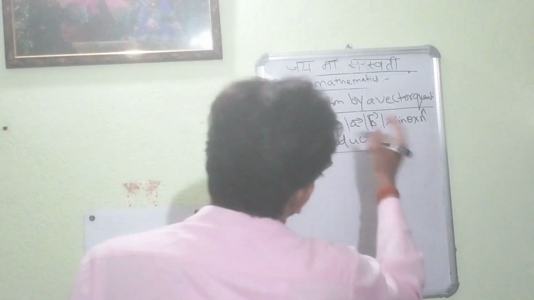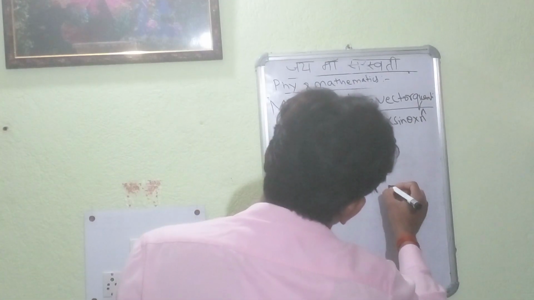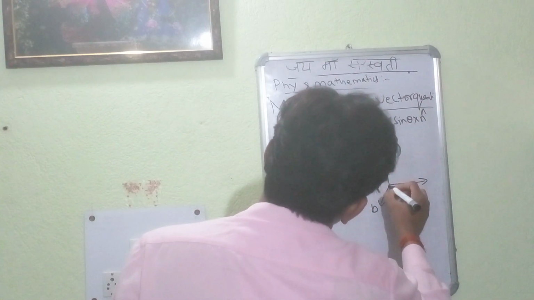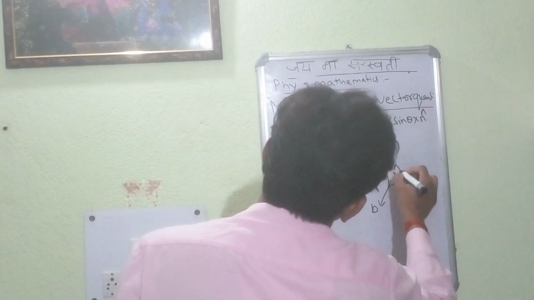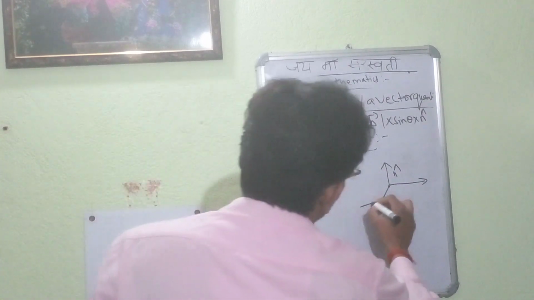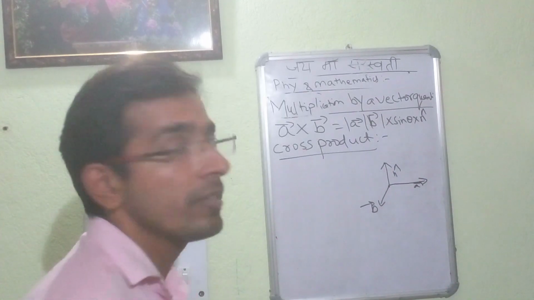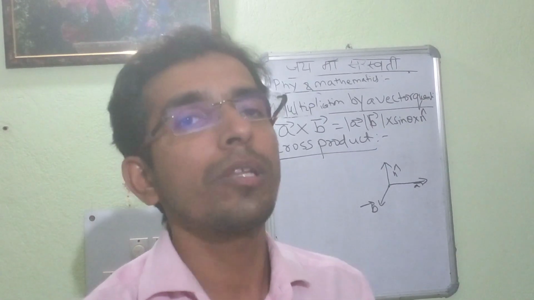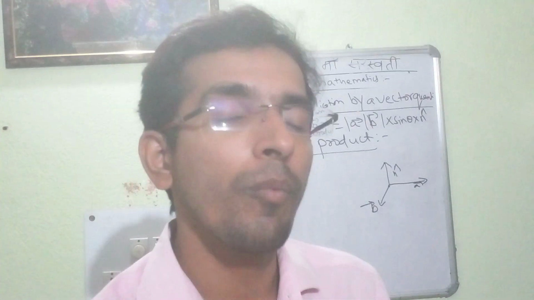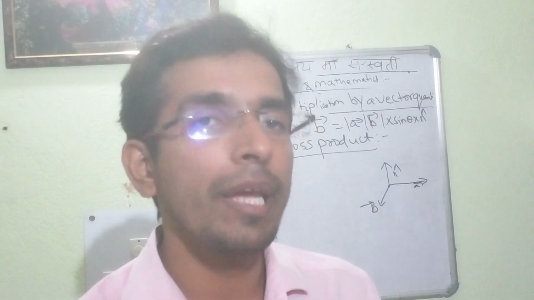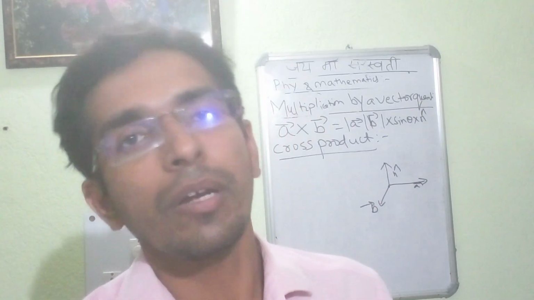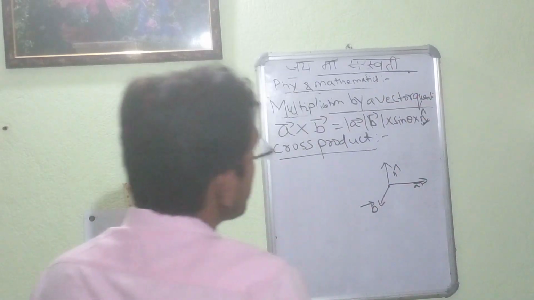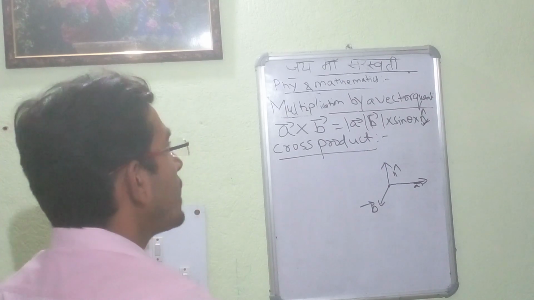Suppose vector A is there and vector B is there. Then n is a unit vector which is perpendicular to both the vectors, that is, perpendicular to the plane containing vector A and vector B. So this is the unit vector, and its direction is perpendicular to the plane containing A and B.